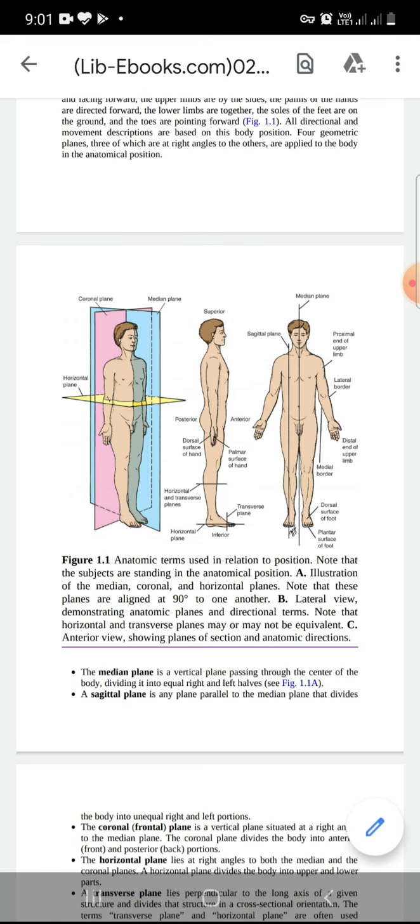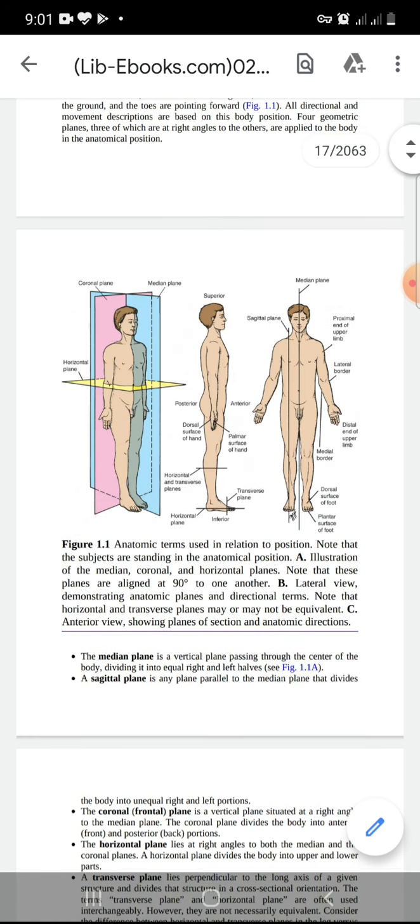You can see the superior, inferior, posterior and anterior. In the hand, the dorsal surface of the hand and the palmar surface of the hand. Figure C is the anterior view showing the planes of section and anatomic directions.